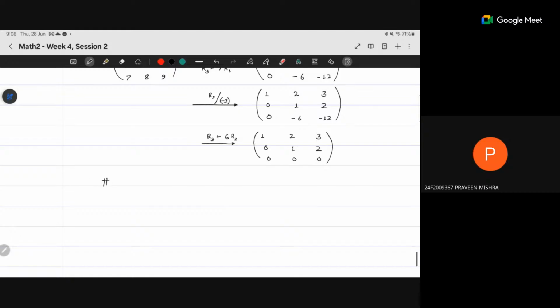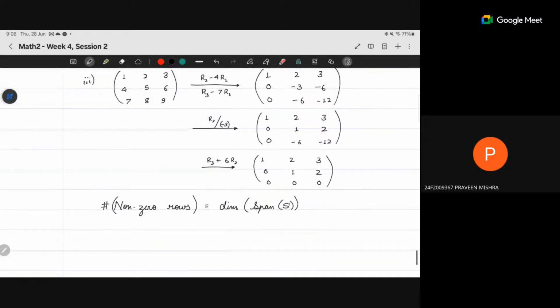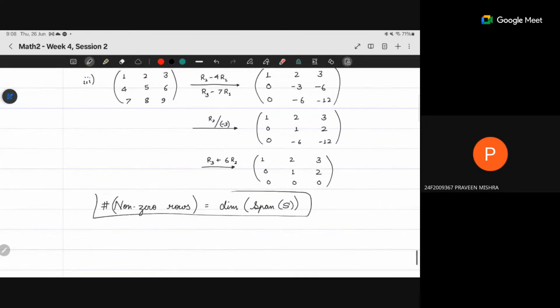So the number of non-zero rows is equal to the dimension of the span. So this is the general formula.